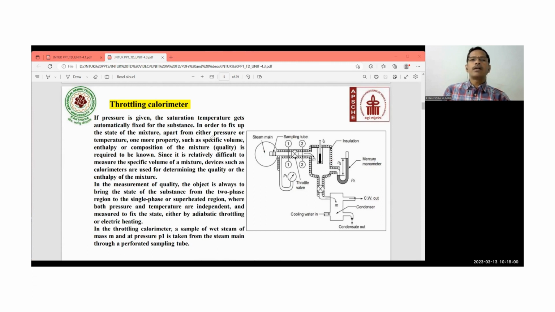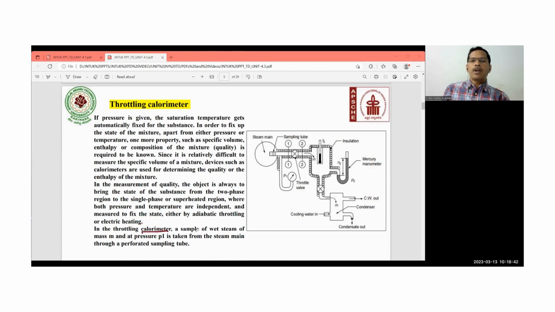So these are the theoretical points which are mentioned over here. If the pressure is given, the saturation temperature gets automatically fixed for this substance. This particular content I have covered in the saturation curve, which is nothing but the representation of the saturation pressure and the saturation temperature. In the measurement of quality, the object is always to bring the state of a substance from the two-phase region to the single phase or superheated region, where both the pressure and temperature are independent and are measured to fix the state, either by adiabatic throttling or electric heating.